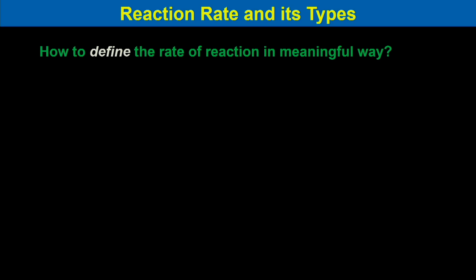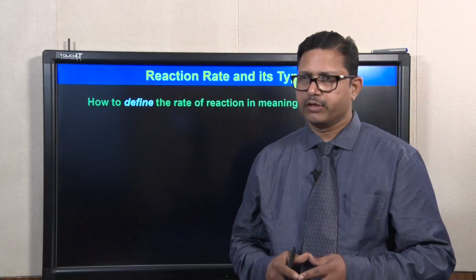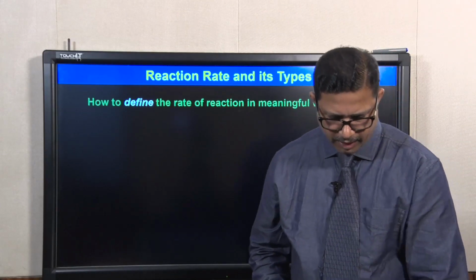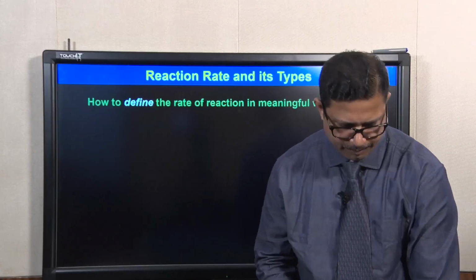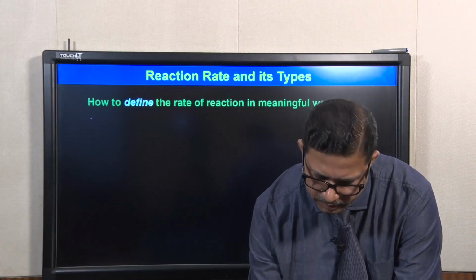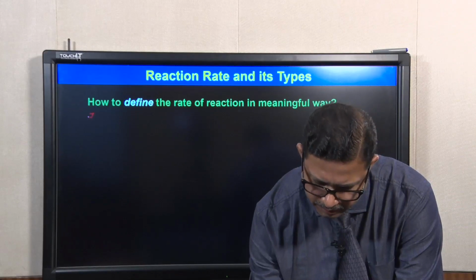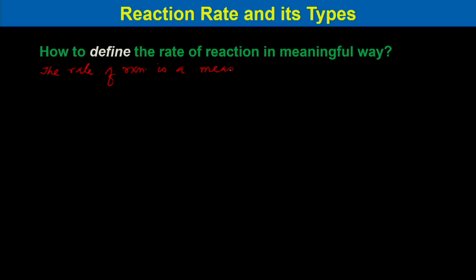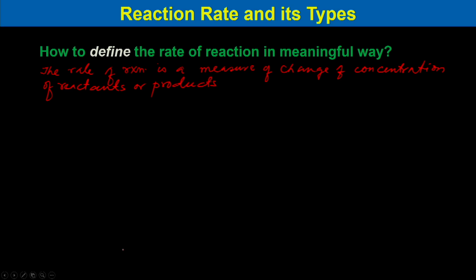The rate of reaction is a measure of change of concentration of reactants or products over time. So, we can define the rate of reaction as a measure of change of concentration of reactants or products over time.